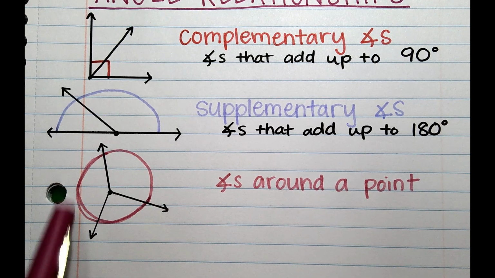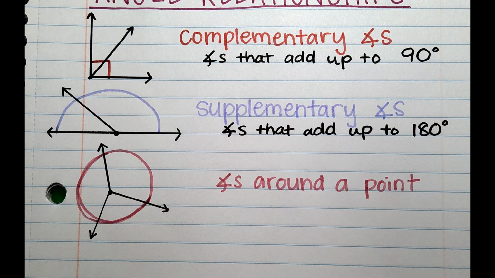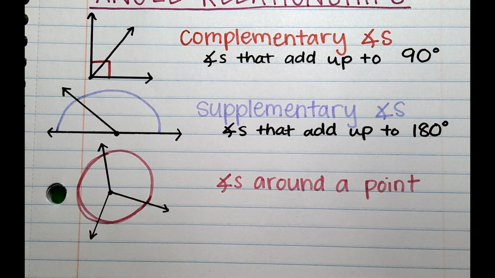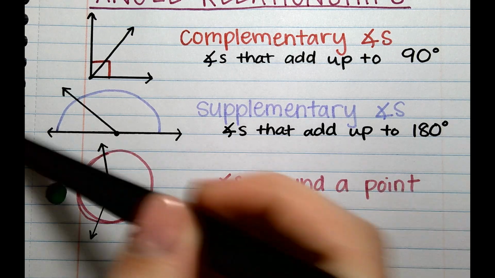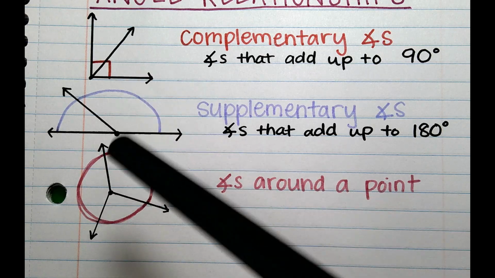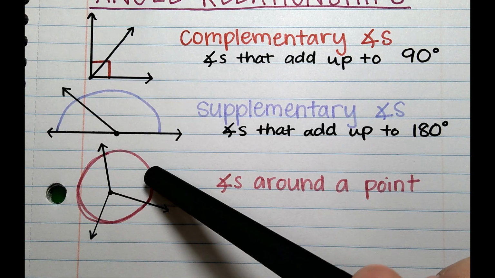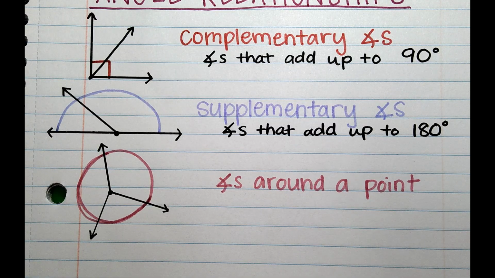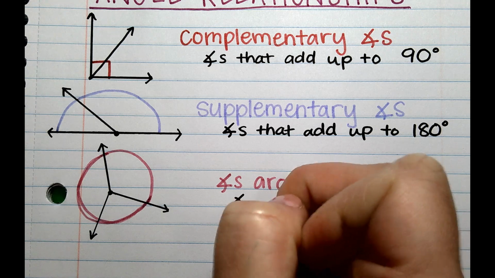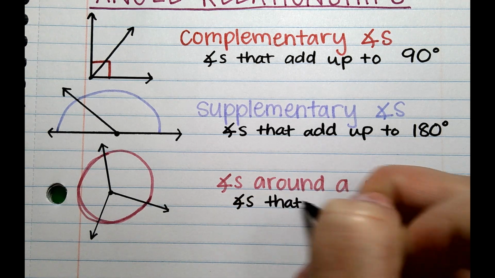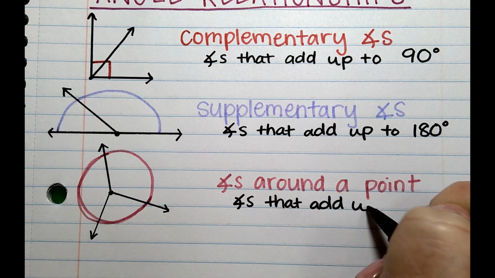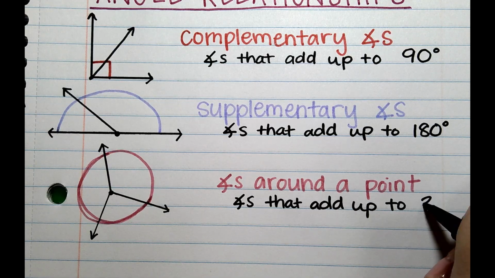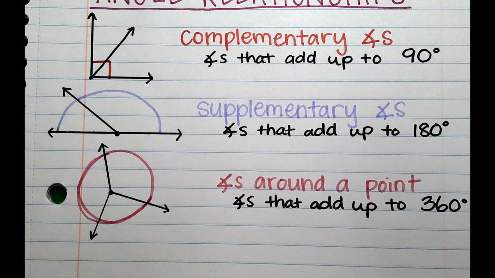Angles around a point are angles that add up to a full circle, a full 360 degrees. Because 180 degrees is half of a circle. If I add half of a circle to another half of a circle, I'm just doing 180 plus 180, and that's 360. So these are angles that add up to 360 degrees.